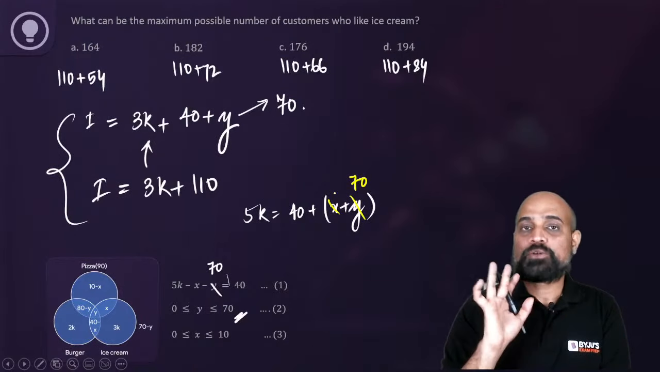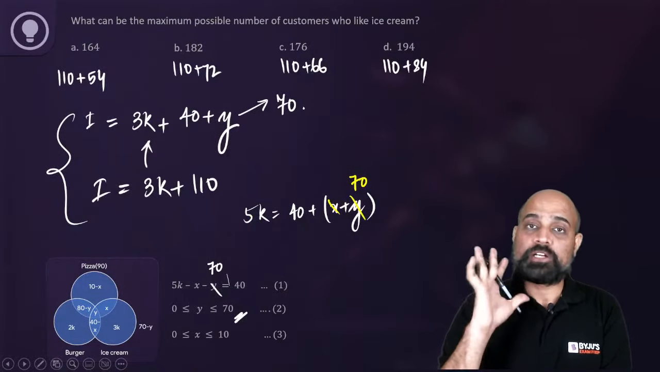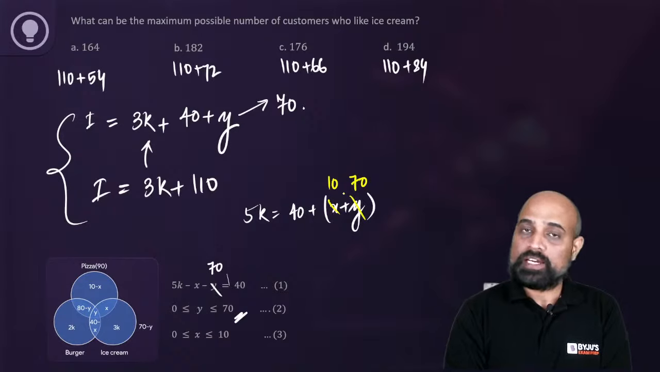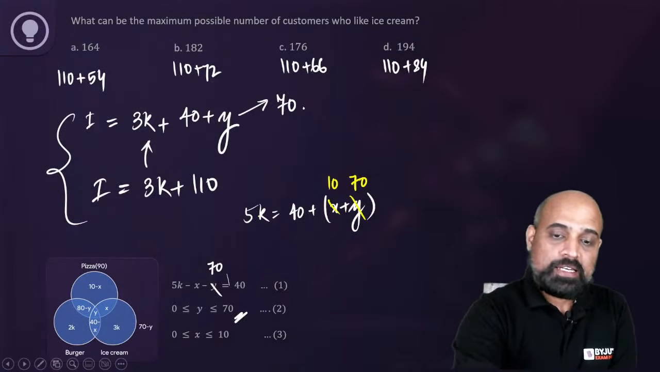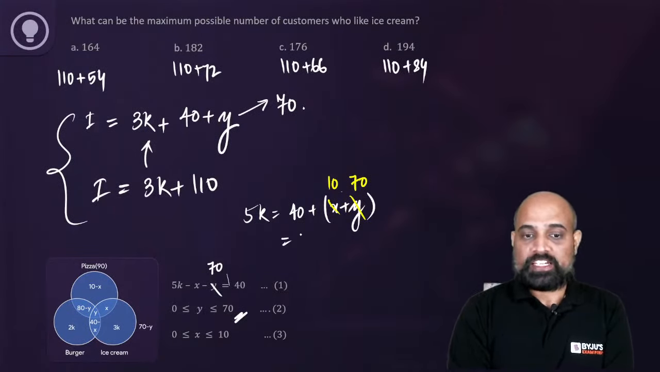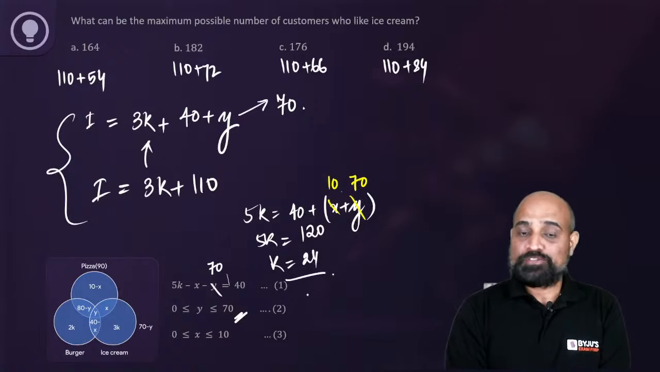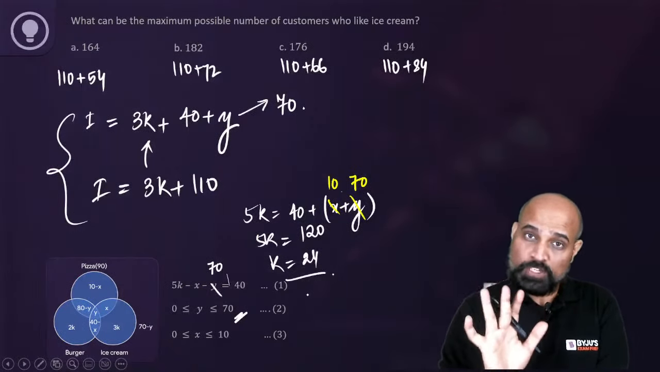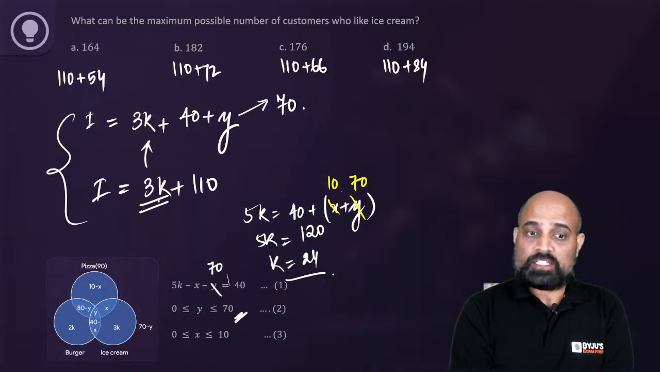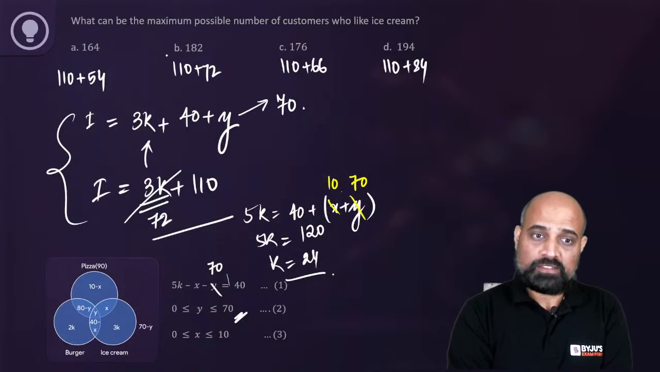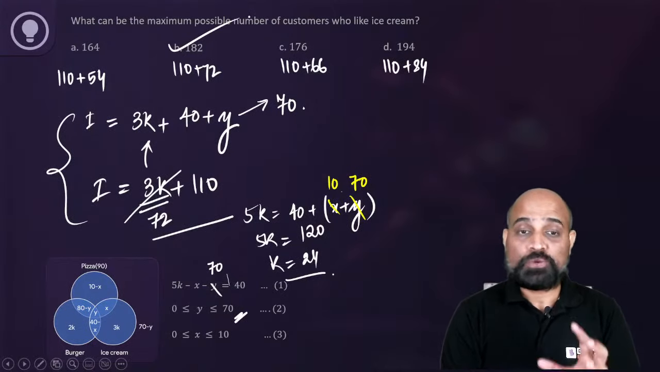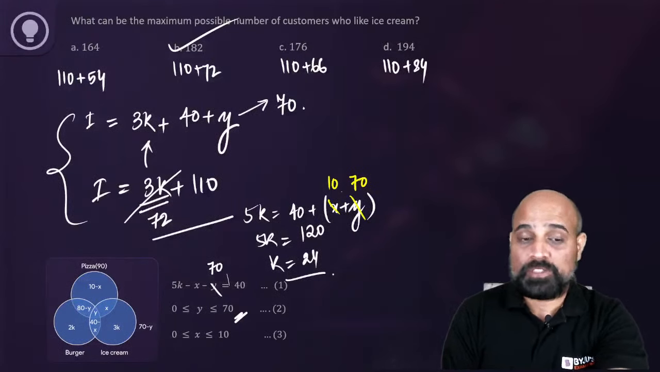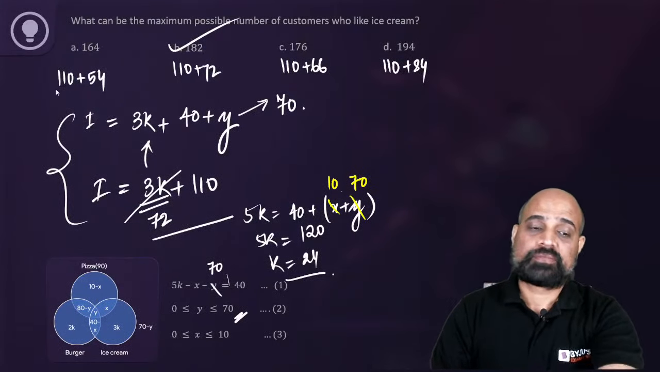x का maximum value कितना ले सकते हैं हम ताकि k बड़ा से बड़ा हो जाए? So can I take x is equal to 40, right? Such that this sum is going to be 80 plus 40, 120. So 5k is 120, so k is going to be 24. If k is going to be 24, that's the largest value of k we can have. तो 3k कितना हो सकता है? 72. So 72 plus 110, which is 182, is the maximum possible number of customers who like ice cream.